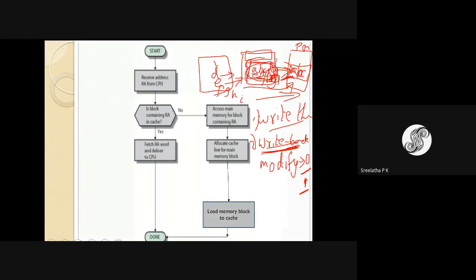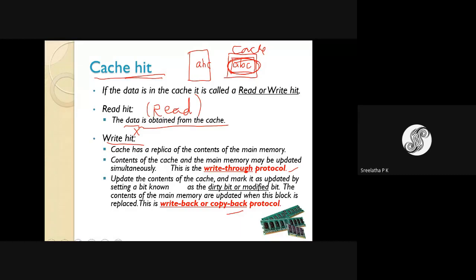So in a cache hit, the required data or instruction is present in cache memory. The data might be required for a reading process or a writing process. This block of data which is in cache, the processor can read some instruction from this block, or it can write some instruction to this block.